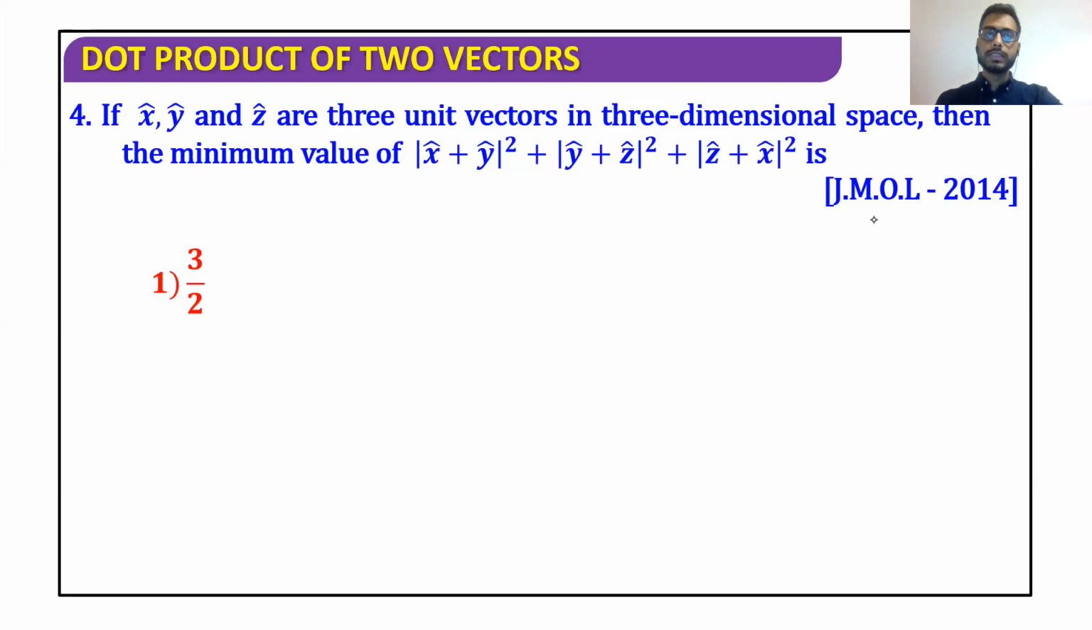Similar to the previous question, in this question, x, y, and z are given, which are 3 unit vectors. So again, these are unit vectors. Therefore, I can say that magnitude of x, magnitude of y, and magnitude of z are equal to 1. Then the minimum value of this whole term. So I want to find the value of x plus y whole square plus y plus z the whole square plus z plus x the whole square. We can directly get the value of this term.